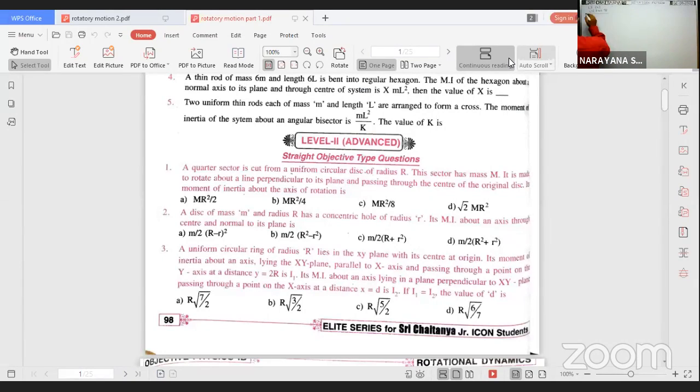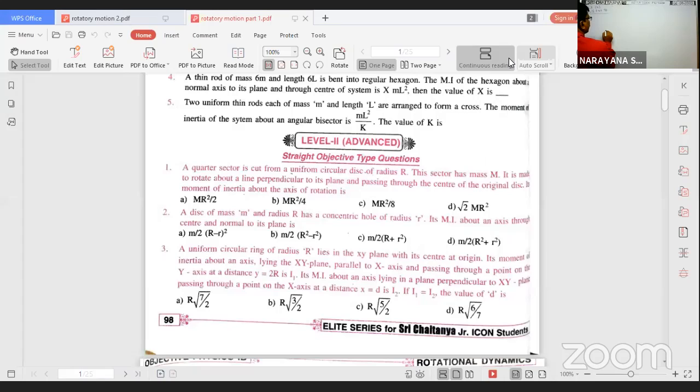Okay, in level 2, page number 98 only, problem number 1. A quarter sector is cut from a uniform circular disc of radius r. This sector is having mass m. It is made to rotate about a line perpendicular to its plane and passing through the center of the original disc. The moment of inertia about this axis of rotation.